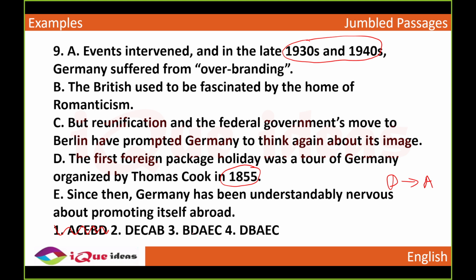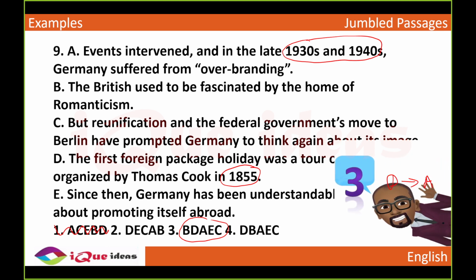And if I go with B before D, does BDAEC make sense? B, Britishers used to be fascinated. D, first holiday package. Then events happened and overbranding happened. Then E, after overbranding, Germany has been nervous about promoting itself abroad. And finally, reunification and the federal government's move to Berlin prompted Germany to think about it. Okay, BDAEC makes sense. So option 3 can be my answer.